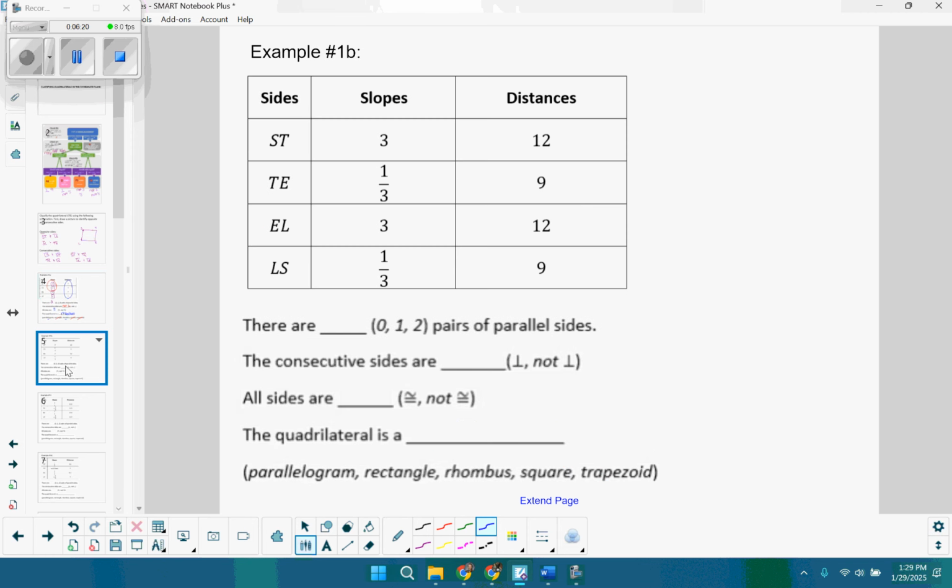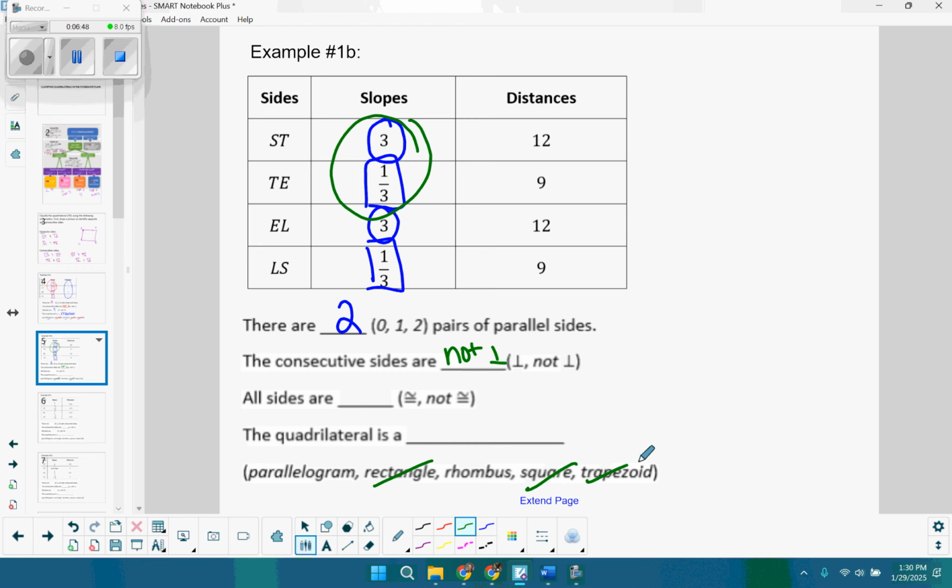Let's do a few more examples. Example 1B. Checking opposites, 3 with 3, 1/3 with 1/3. So we do have two pairs of parallel sides. My consecutive sides are reciprocals, but not opposite signs. So this is not perpendicular. So again, I can get rid of the rectangle and the square because I don't have right angles.